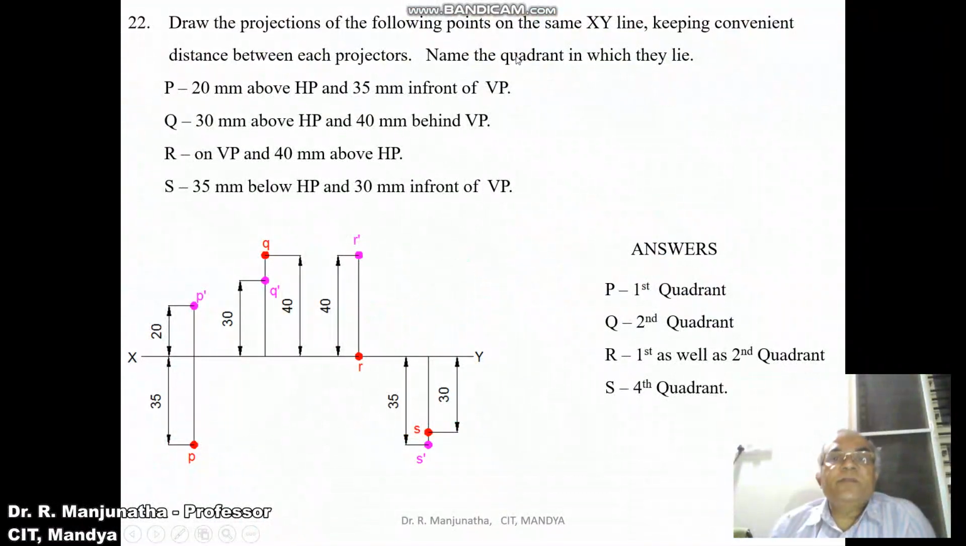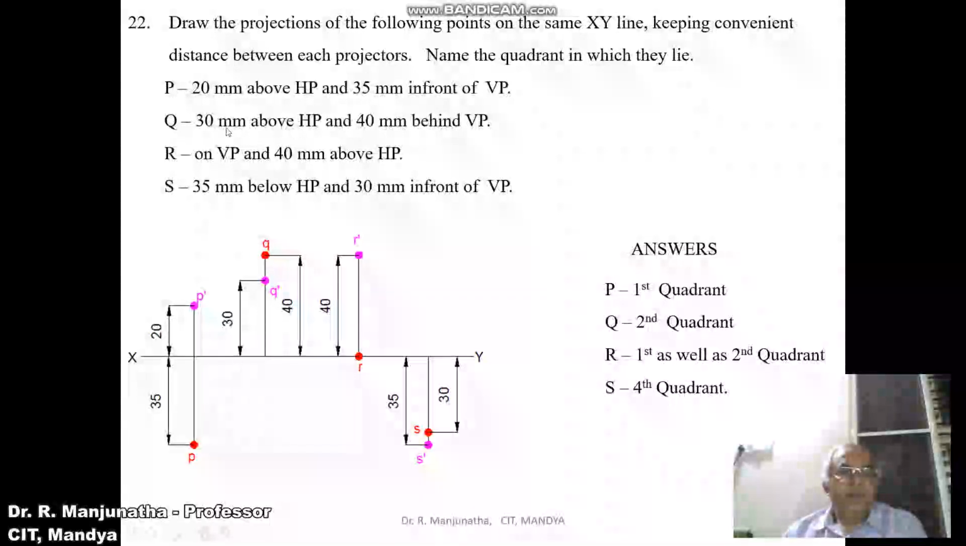Draw the projections of the following points on the same xy line, keeping convenient distance between each projectors, and name the quadrants in which they lie. Point P, 20 mm above HP and 35 mm in front of VP. Q, 30 mm above HP and 40 mm behind VP. R, on VP and 40 mm above HP. S, 35 mm below HP and 30 mm in front of VP.